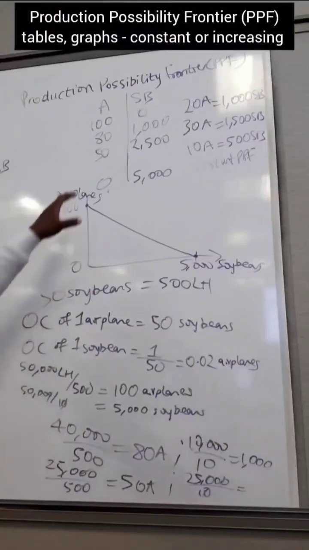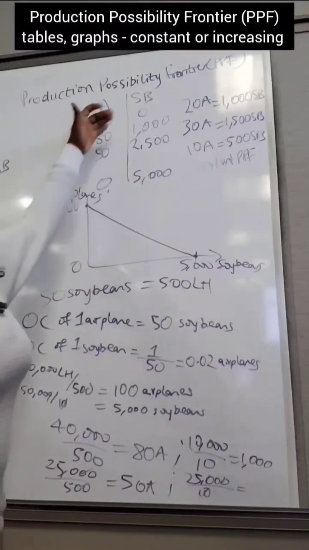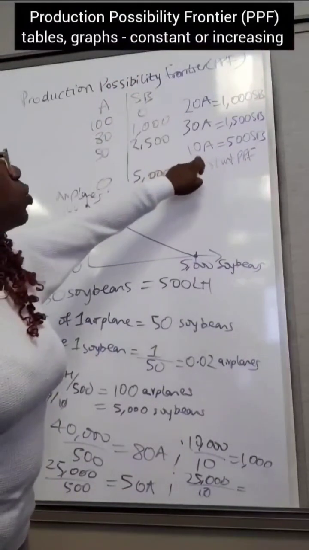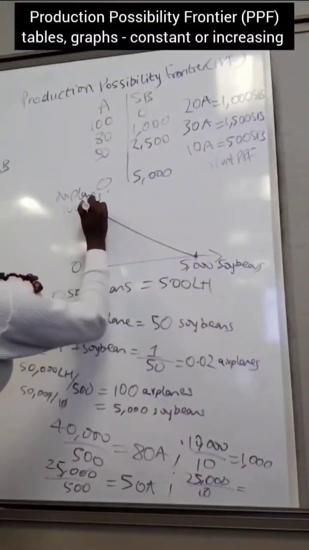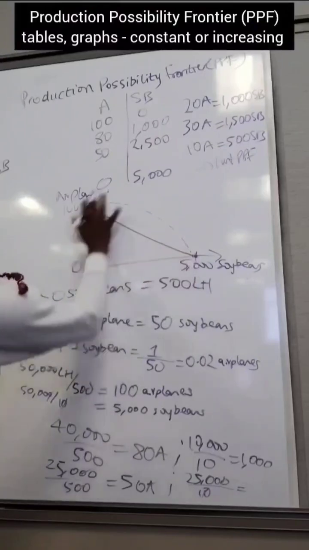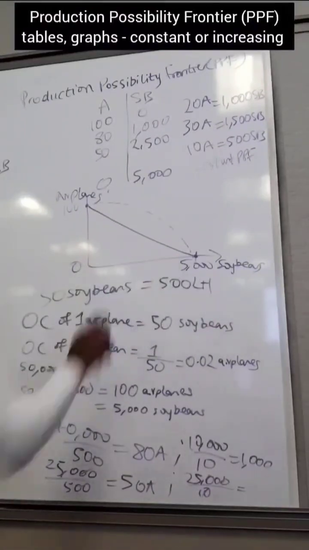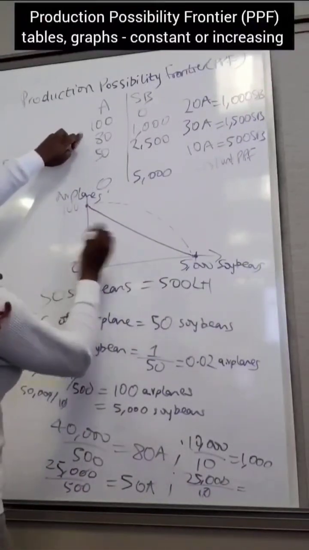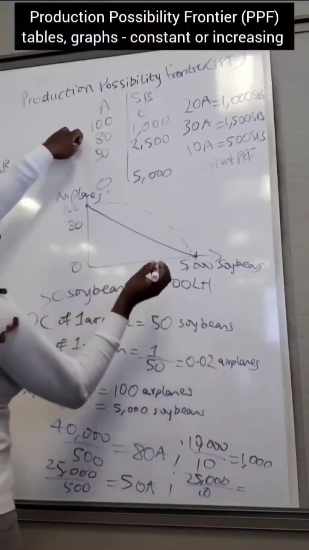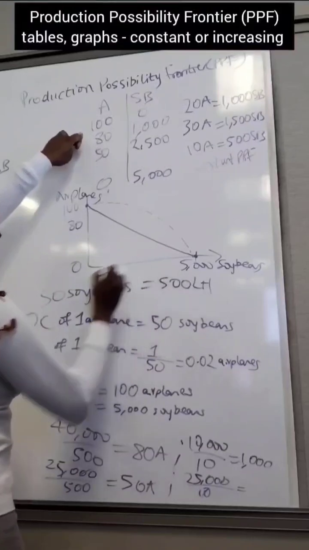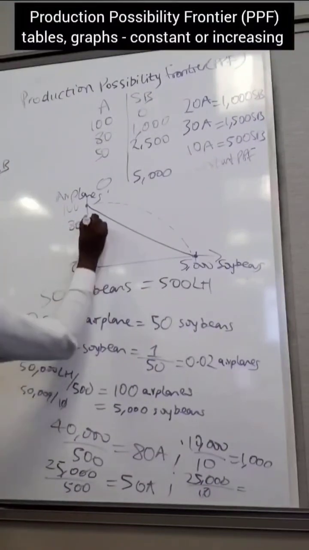If you were giving up increasingly more airplanes to produce extra soybeans, in other words, if this were not constant, then you would have a PPF that looks like this. It would be bowed outward. But for now, this is what we have. To finish plotting your PPF, you would have different combinations in between if you decide to produce both goods. So 80 airplanes would go with 1,000 soybeans.